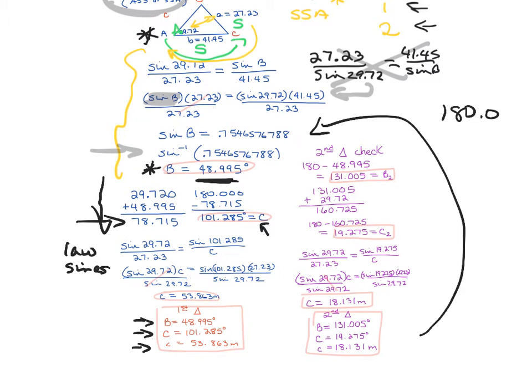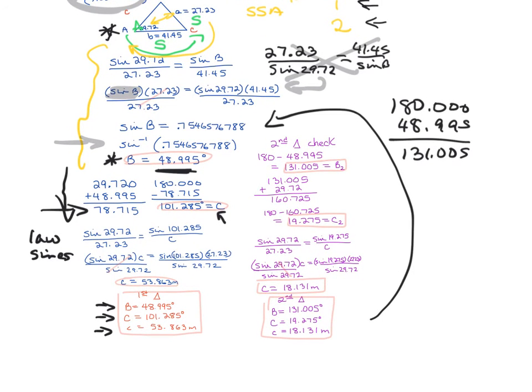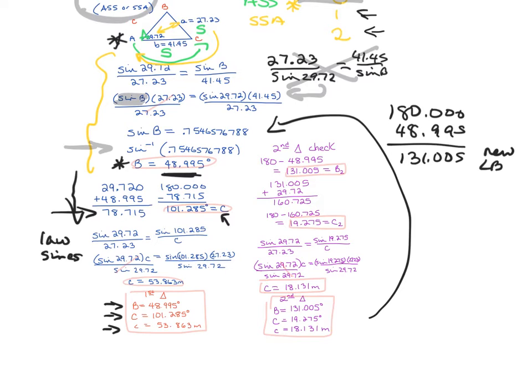So I'm going to subtract 48.995 and I get 131.005. Now, potentially, this could be my new angle B for my second triangle. But what I need to do is to see if there's enough degrees left for a third angle.